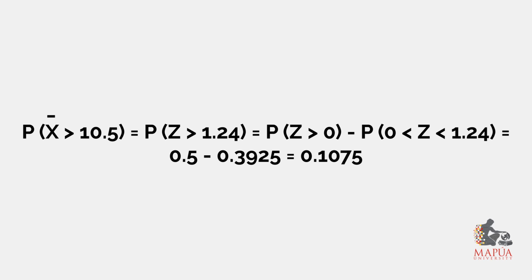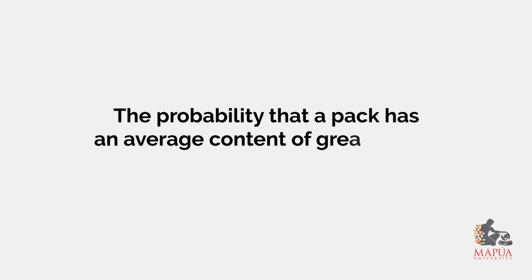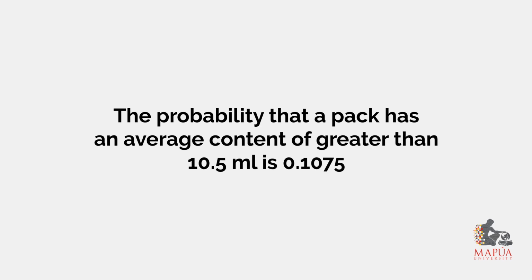Well, it simply means that the probability that the 12 sachets will have an average content of 10.5 or greater is 0.1075. In other words, there is a chance of 10.75% that these 12 samples of sachets will have an average content of greater than 10.5 ml.